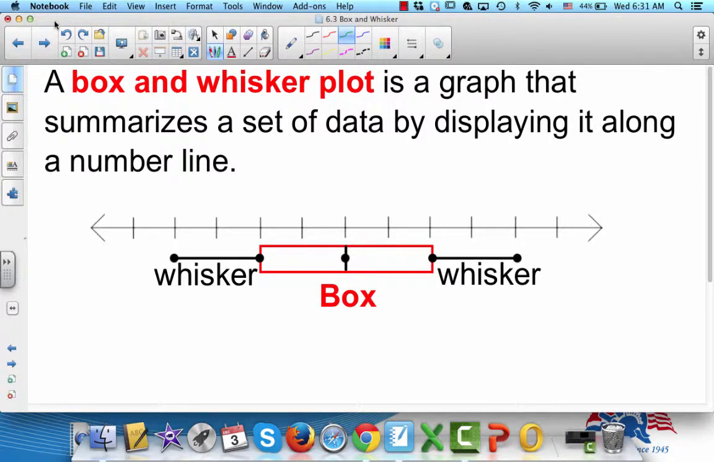Okay, now we did this information so that we could be able to plot it on a box and whisker plot. Okay, a box and whisker plot is a graph that summarizes a data set by displaying it along a number line. And it's called a box and whisker plot because you have a box and then you have these two lines out to the side that look like whiskers.